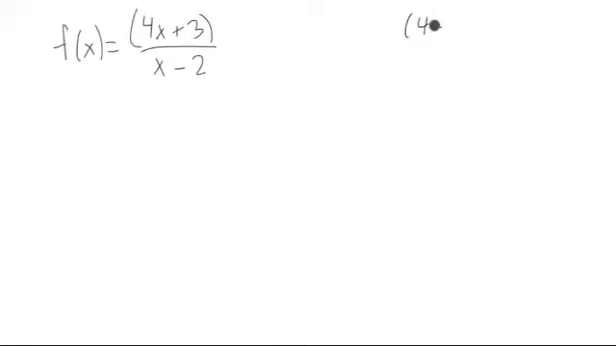Let's take a look at graphing a rational function. f of x is equal to 4x plus 3, all over x minus 2. Okay, so if we were to do this, we can rewrite 4x plus 3 and x minus 2.